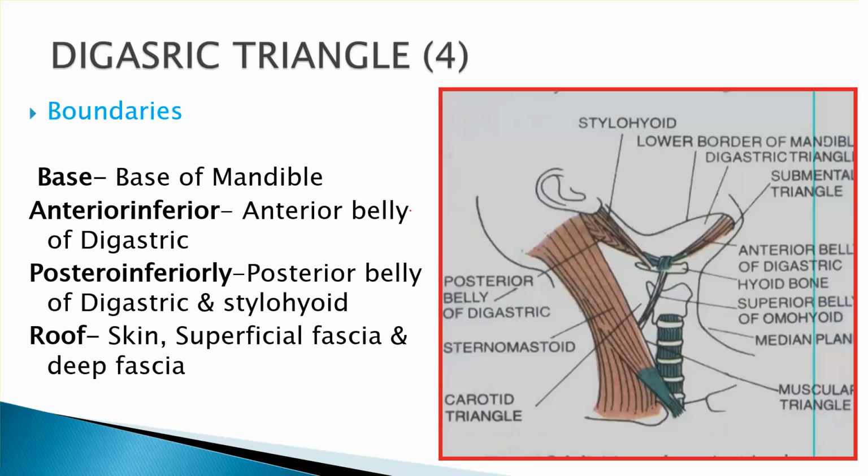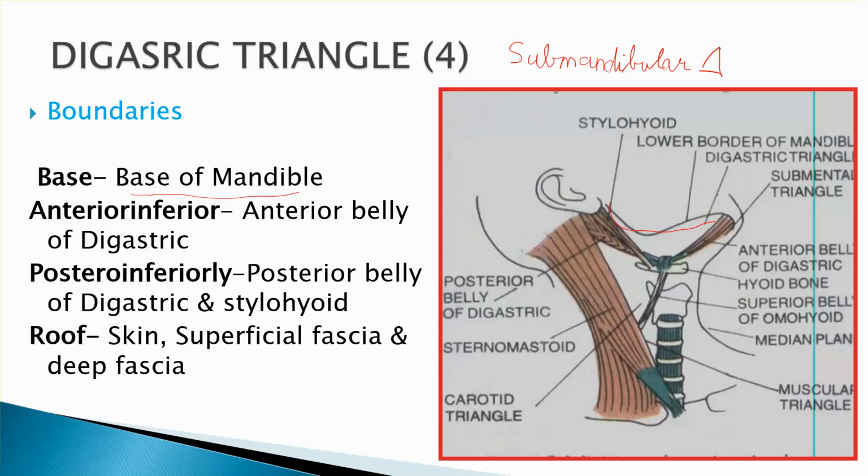Now coming to the fourth triangle, which is called the digastric triangle. The other name for the digastric triangle is the submandibular triangle. Obviously the name is submandibular because the submandibular gland can be seen here. How is it formed? The base is formed by the base of the mandible. So we can see this is the base of the mandible.